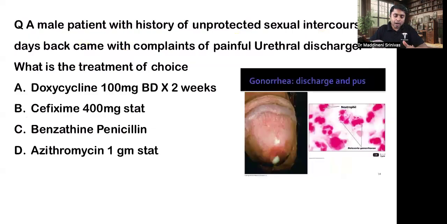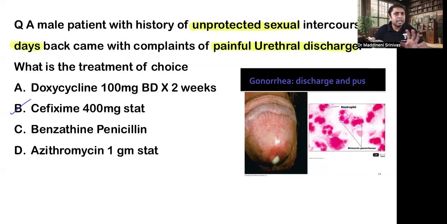This is the next MCQ. A male patient with history of unprotected sexual intercourse 4 days back. So very, very short incubation period is there. So now he's coming with the complaints of painful urethral discharge. Okay, so there is dysuria and there is urethral discharge, which is frank pus. So what is the diagnosis? You should think of gonococcal urethritis. And what is the treatment for gonococcal urethritis? It is going to be cefixime 400 milligrams stat.